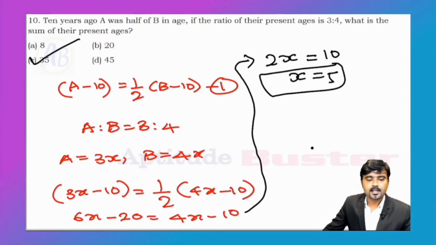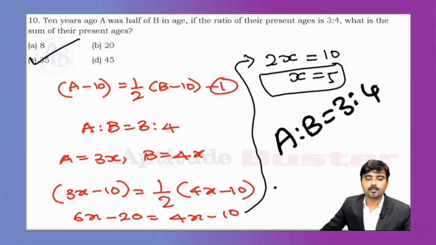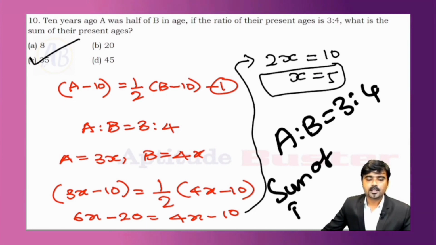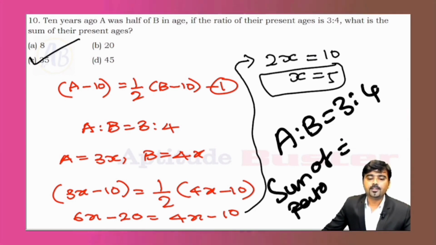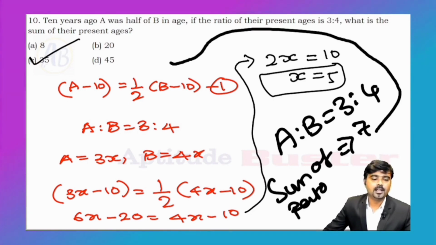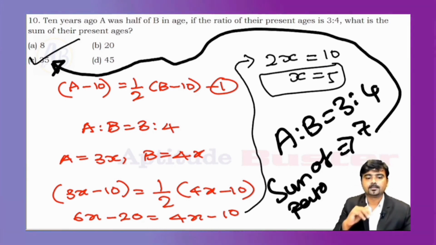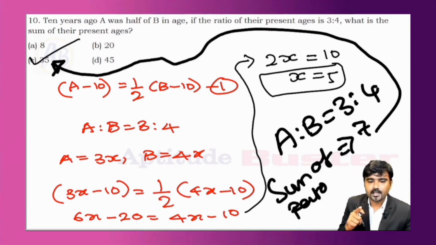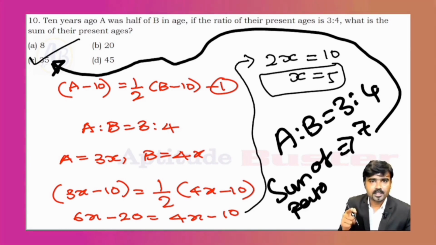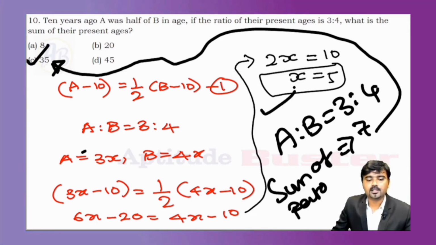The reason is A is to B is equal to 3:4. What's the sum of the ratio? Sum of ratio is 7. That means the answer should be a multiple of 7 in this answer choice. 35 is the only multiple of 7, that's the answer. Have you understood? Here the sum of the ratio is 7, so the answer should be a multiple of 7. So 35 is the only multiple of 7. That should be the answer. Okay. Without solving like this, you can find out the answer easily.